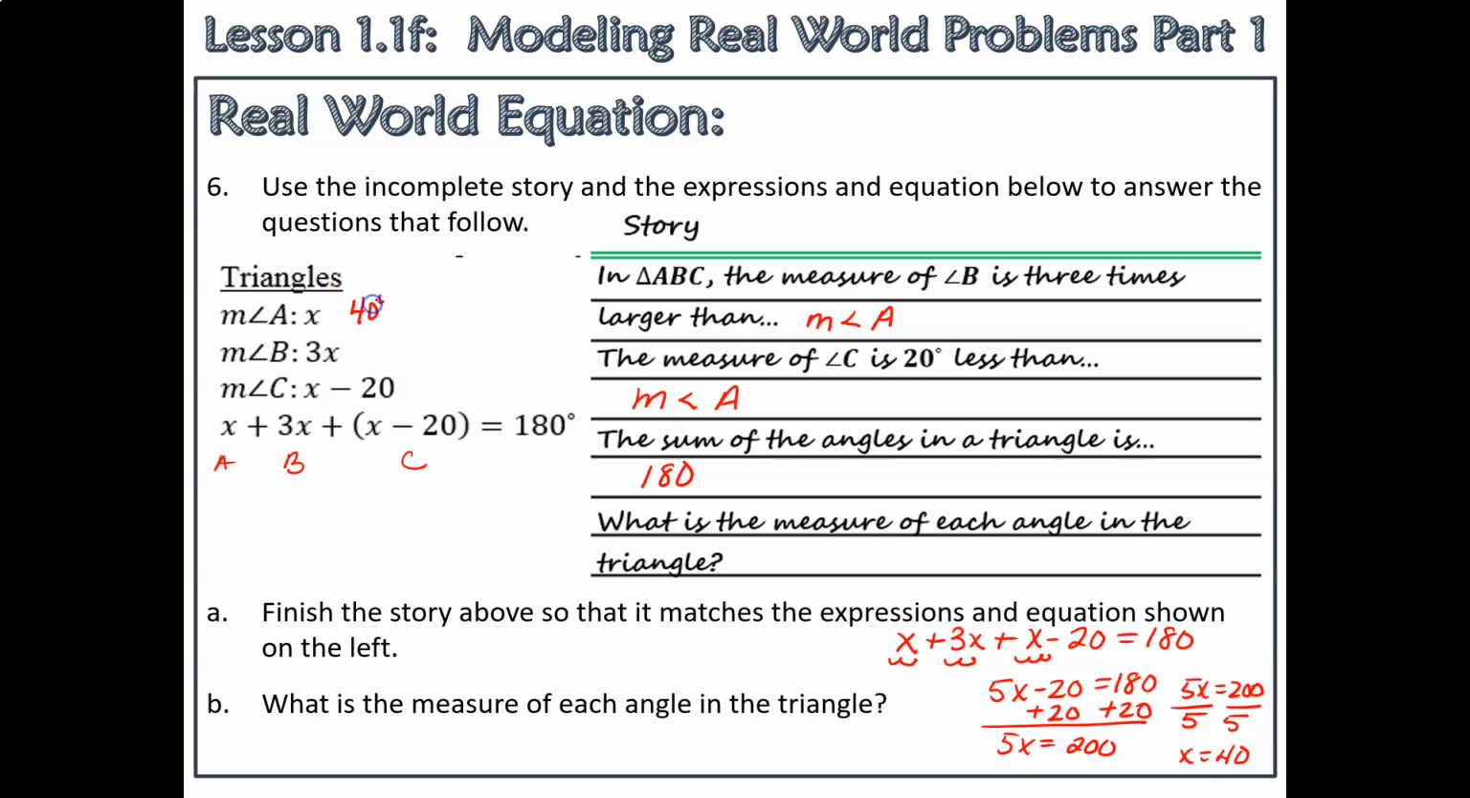So that 40 degrees is angle A. 3 times that, 40 times 3 is 120. So angle B is 120. And then C, I'm going to take that 40 minus 20, which is 20 degrees.